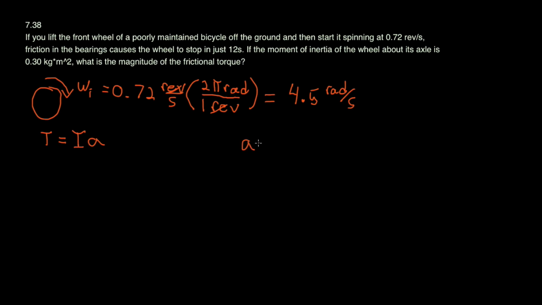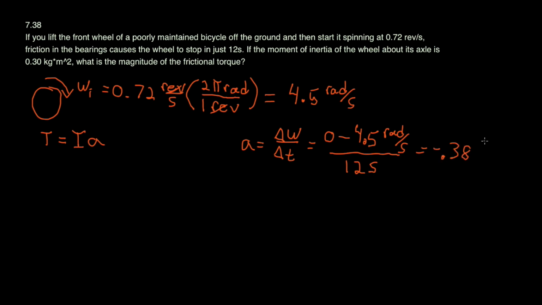So we know that acceleration is equal to the change in angular velocity over the change in time. And we know this numerator, we know the denominator. So omega final minus omega initial. Omega final is just going to be 0, right, because it's coming to a stop, minus the initial velocity, which we just calculated up here, 4.5 radians per second, over delta time, which is going to be 12 seconds. So this actually comes out to negative 0.38 radians per second squared. So now we have our acceleration.